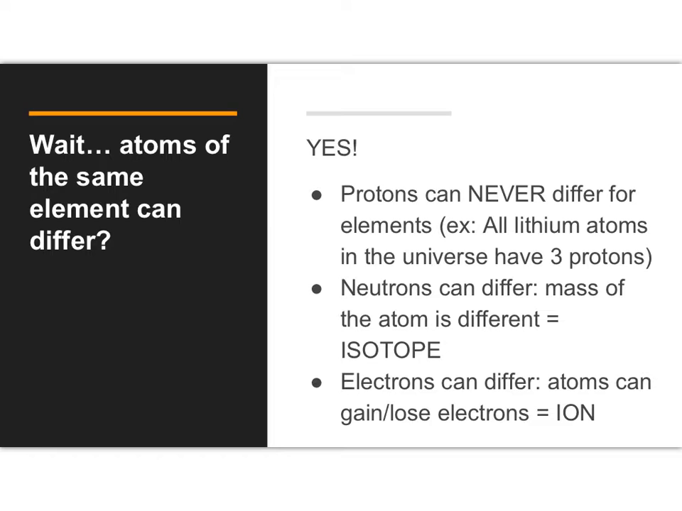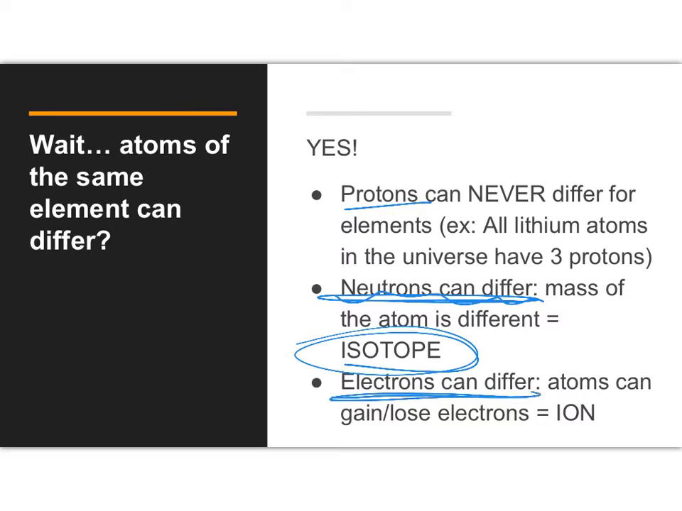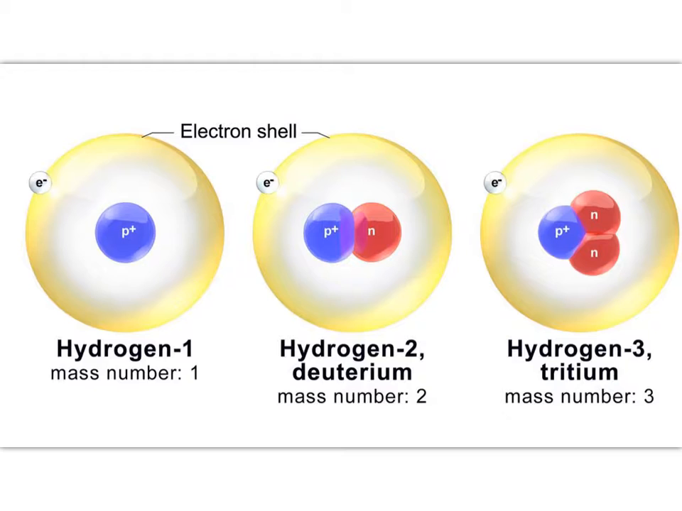So you can have atoms of the same element where they have the same number of protons, but they have a different number of neutrons. And remember, this is what we call isotopes. So if I have different neutrons, we call that an isotope. I can also change the number of electrons that are in an atom, and that's called an ion. And we're going to look at what that looks like here in a second.